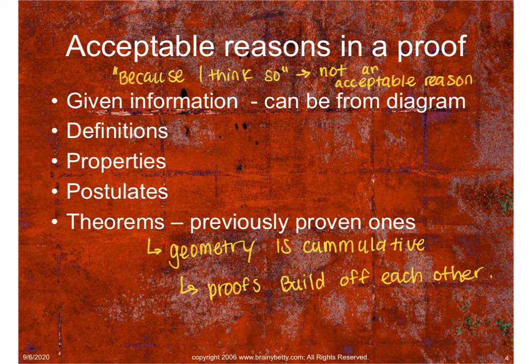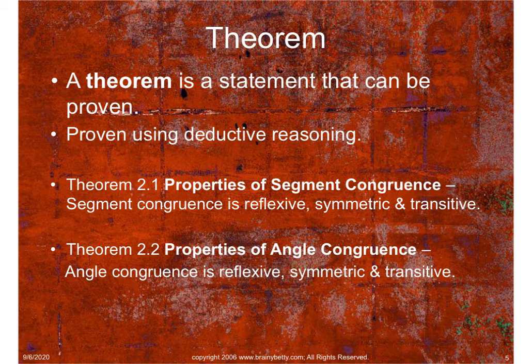All right, next slide. A theorem is a statement that can be proven, and it's proven using deductive reasoning. Theorem 2.1 states the properties of segment congruence. So segment congruence is reflexive, symmetric, and transitive. And then theorem 2.2 is properties of angle congruence. It's applying those same three properties to angles. And we're going to go over exactly what that means.